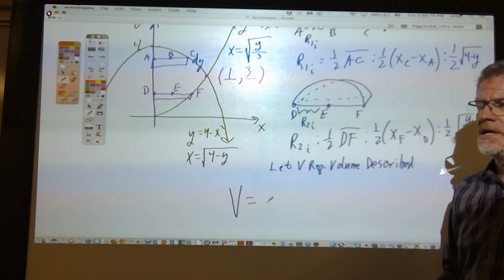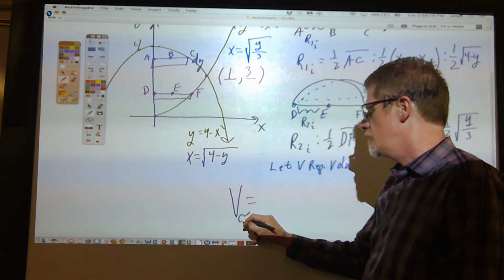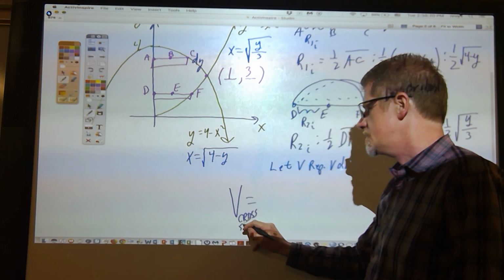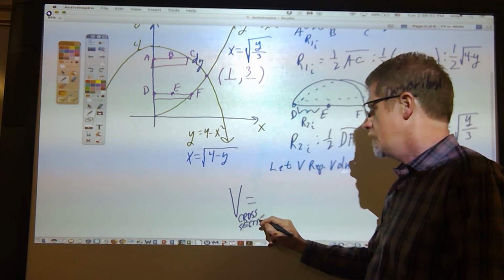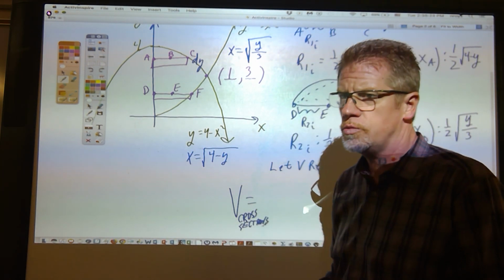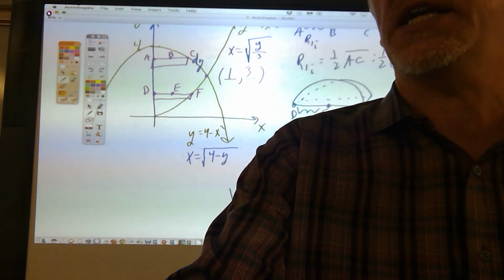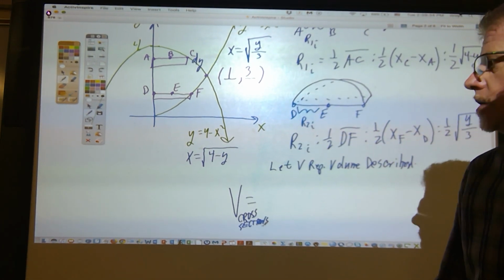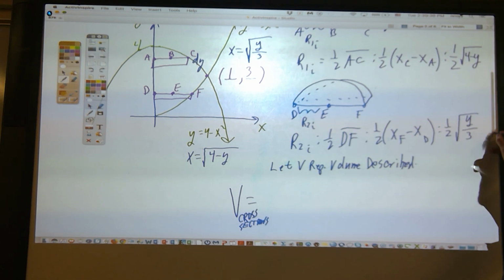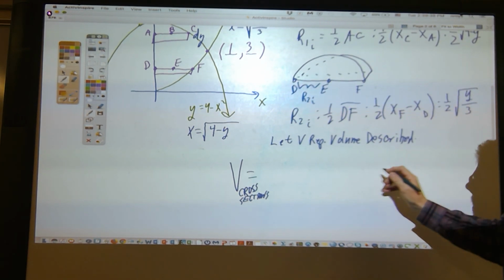And see if we can do the setup. Volume by cross sections. And again, I'm going to pause the camera while you work on the integral setup. Friends, I'm not putting the final answer up here yet, but let's talk structure.